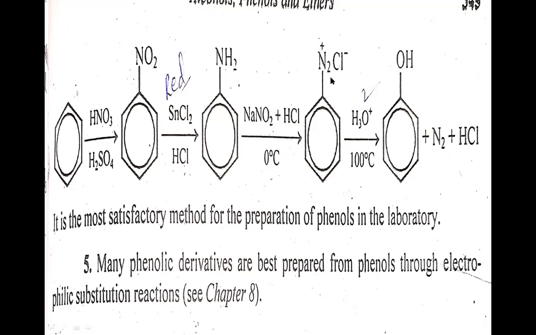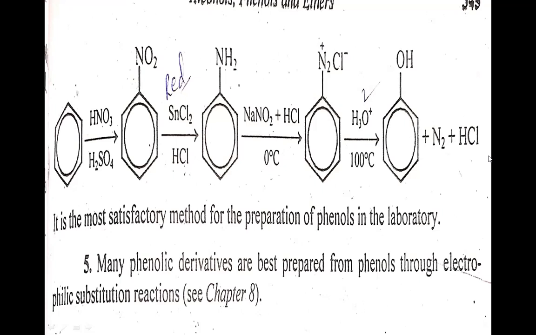Now, this method was by hydrolysis of aryl diazonium salts. At this point, we have prepared aryl diazonium salt from benzene: by its nitration, nitrobenzene; its reduction is converted into aniline, and aniline on treatment with NaNO2 and HCl is converted into aryl diazonium salt. Now, this is the last step, that is hydrolysis of aryl diazonium salts. Hydrolysis in the presence of a small amount of acid at 100 centigrade converts this aryl diazonium salt into phenol along with evolution of nitrogen, and HCl is formed.